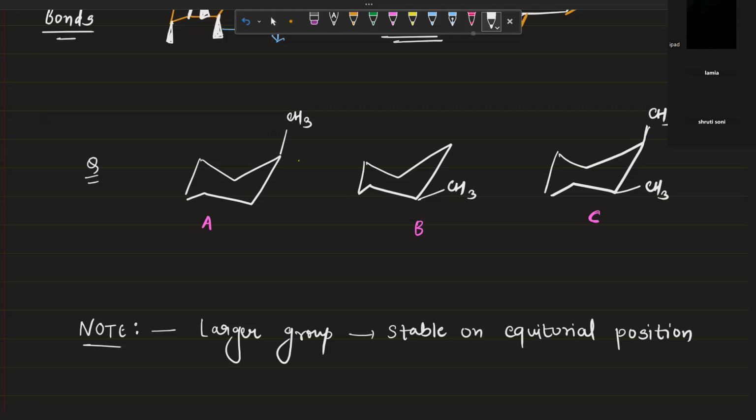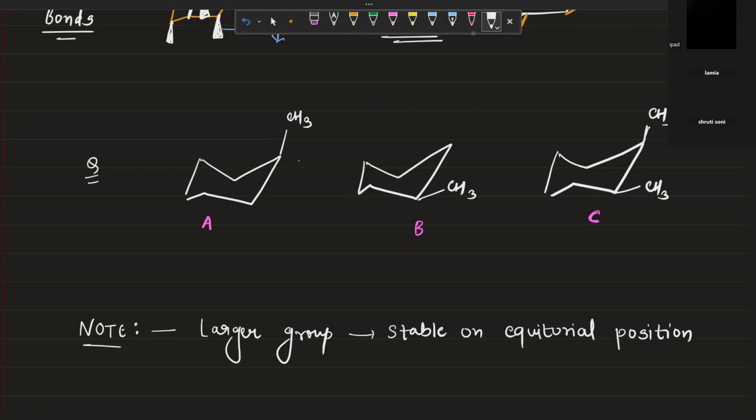Yeah, axial. But if by any chance methyl can also be on equatorial, then it will also prefer equatorial. If there is any vacancy on the equatorial position, then it will also go on equatorial. So firstly, we prefer equatorial.